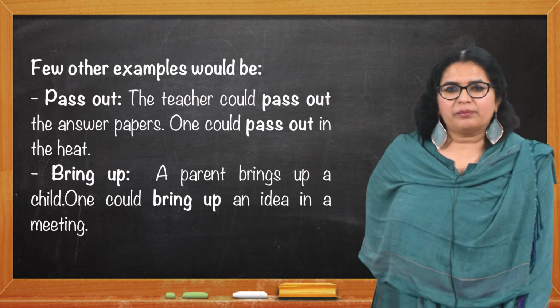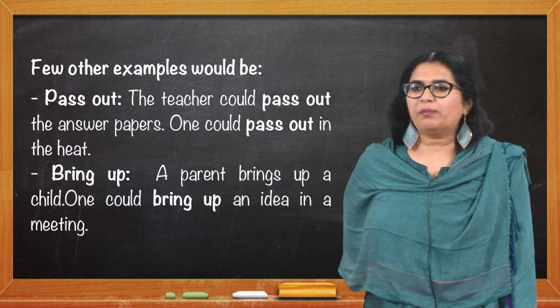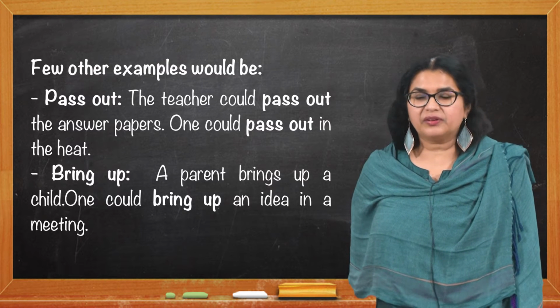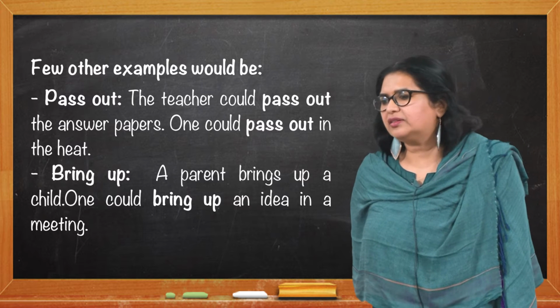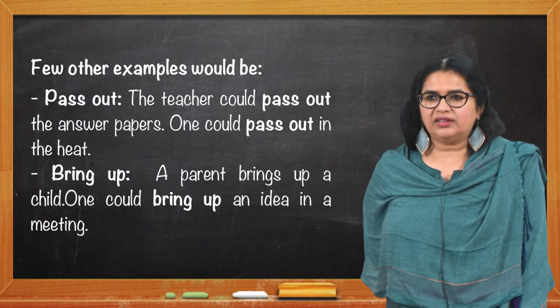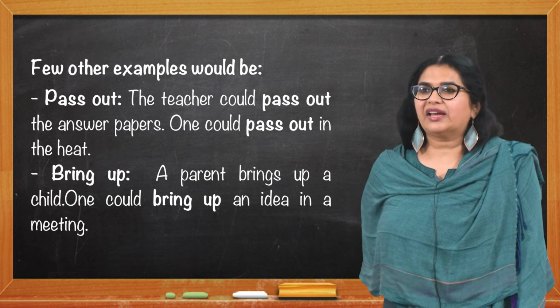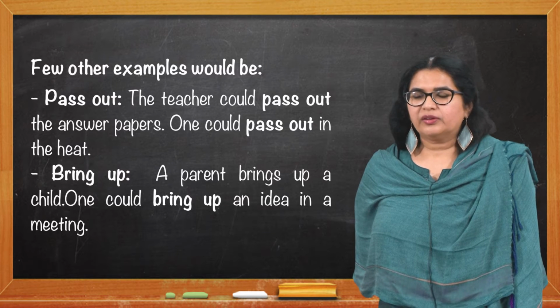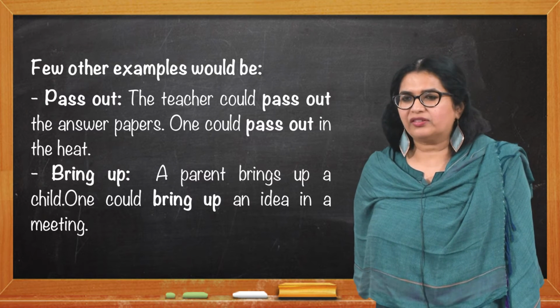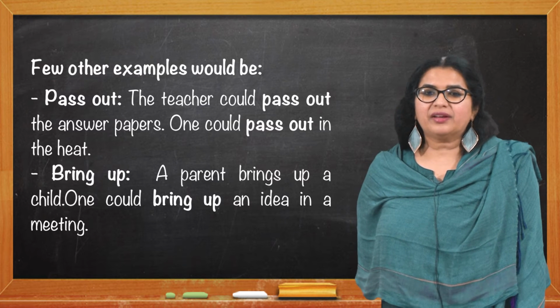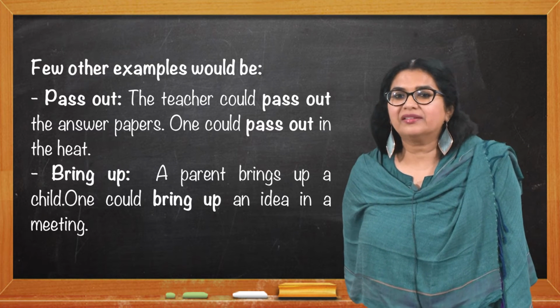Look at these examples. For example, you have "pass out." Now, pass out is generally used for finishing your education. I passed out from the college in 1980, whatever. Okay, but that is not correct. You graduate from college. You do not say this is the passed out batch. Pass out means the teacher could pass out the answer papers, one could pass out in the heat.